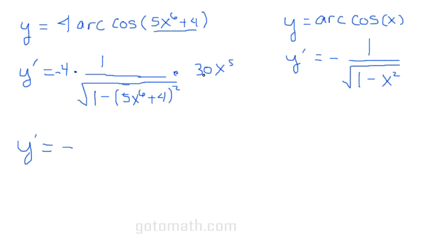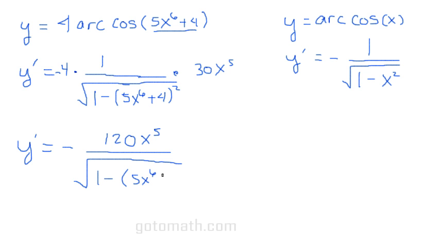And so 4 times 30 is 120, right? 120? And that's going to be x to the 5th power. And that's all over the square root of 1 minus 5x to the 6th plus 4 quantity squared.